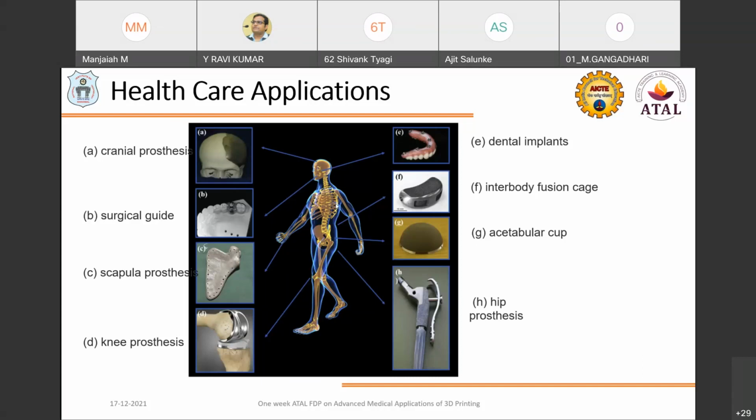And even nowadays, if you see the corona patients suffering with black fungus, they have some cranial issues, like the nose bone being eaten by the black fungus. These issues can be addressed with metallic biomaterials made with medical 3D printing processes, given the availability of the process.